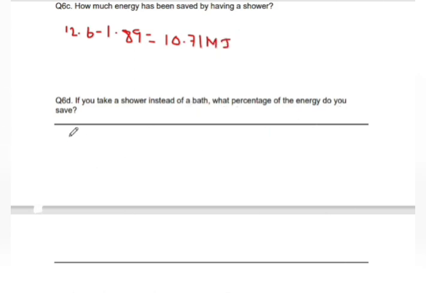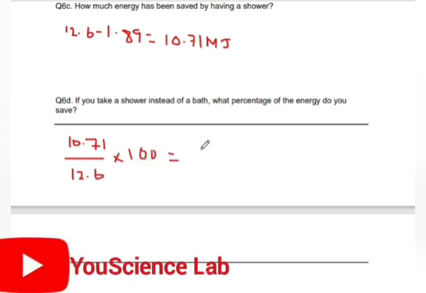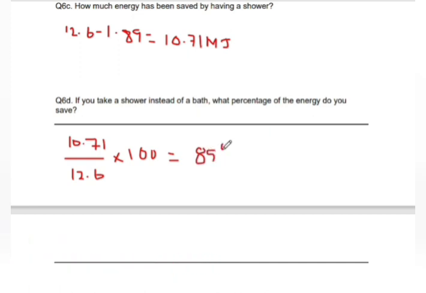If you take a shower instead of a bath, what percentage of the energy do you save? The percentage of energy saved is 10.71 divided by 12.61, which is the original energy in the bath, times 100. And this is going to give us, by pressing on the calculator, 85%.